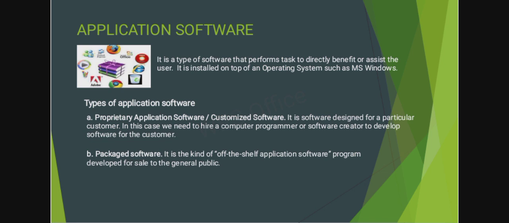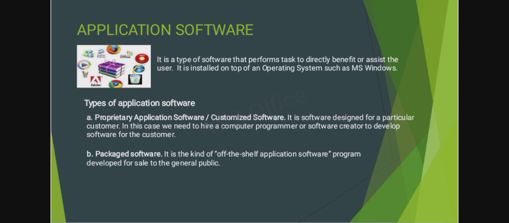These are the types of application software. Letter A, proprietary application software or customized software. It is software designed for a particular customer. In this case, we need to hire a computer programmer or software creator to develop software for the customer. So it means this is the property of its owner, meaning the creator. This is the one who created it for the users to use.